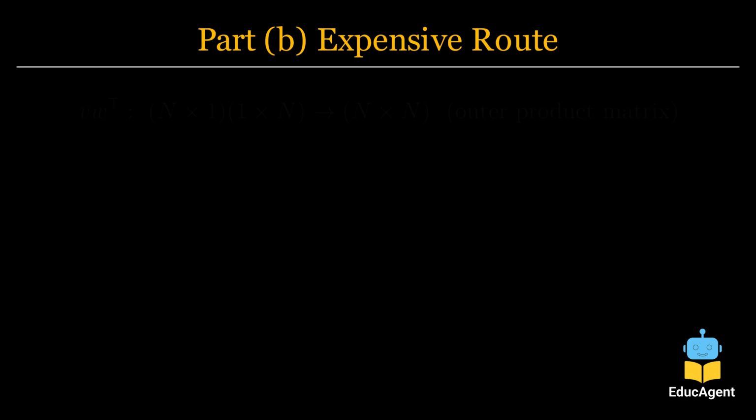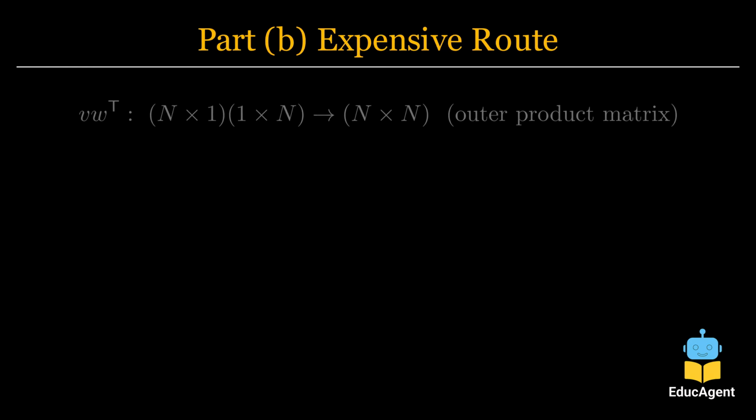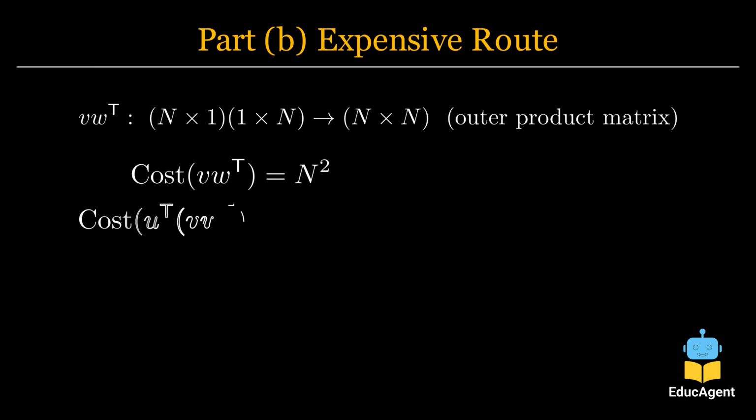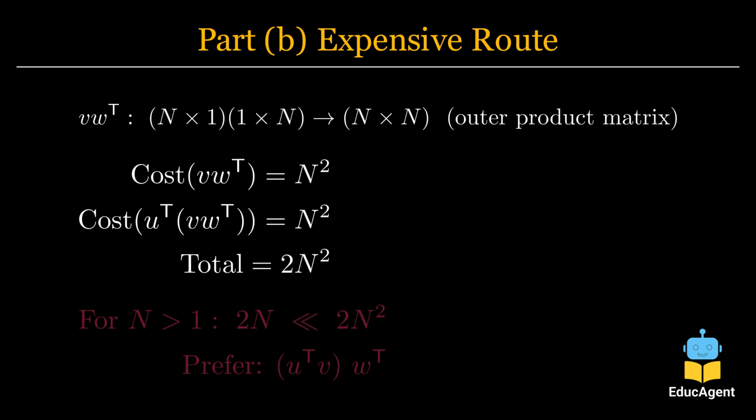This order creates a full n times n matrix as the intermediate, much larger than a scalar. Building V W^T costs n squared multiplications, and multiplying U^T by that matrix costs another n squared. So the clear choice is to do the dot product first, then scale. Avoid forming the big n times n outer product.